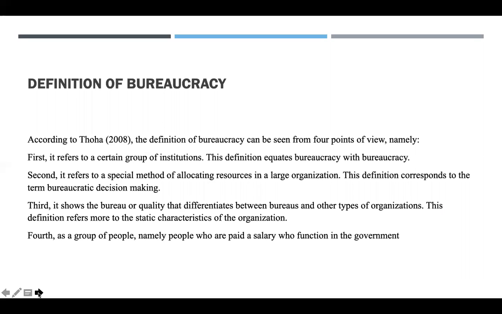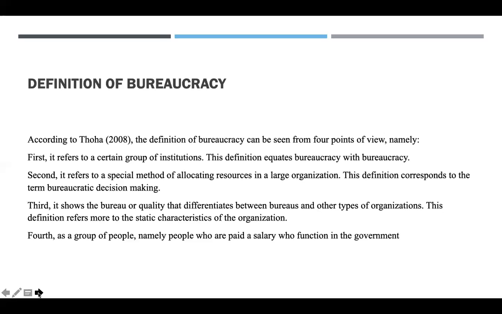So what is the difference between the first definition and the second definition? In the first definition, the institution means the place, the whole organization, I mean, the home of the organization. But in the second one, it is a special method of allocating resources in an organization, meaning that bureaucracy can be assigned for decision making. For example, if we are talking in terms of bureaucratic decision making, it is about the implementer of the policy, and then how they deliver the decision making.